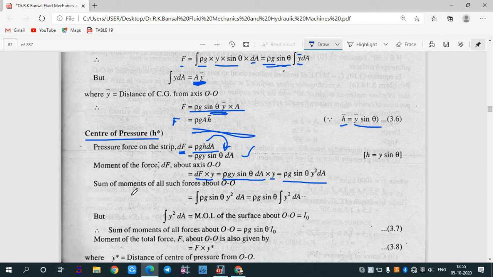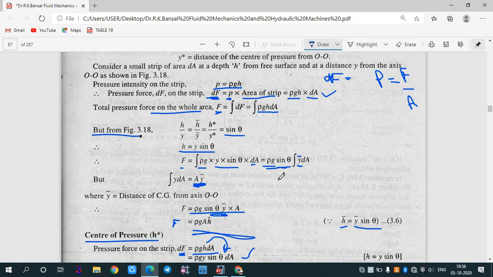The sum of the moment of all the forces about the O, we are getting this value. Basically we need to integrate this. This is basically for the strip. In order to get it converted into the total area, we need to integrate this. So the integration of rho g sine theta into y square dA, rho g sine theta is constant. We are left with the integration of y square into dA, and that is nothing but your moment of inertia, which gets converted into I naught.